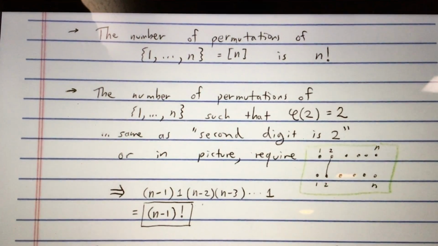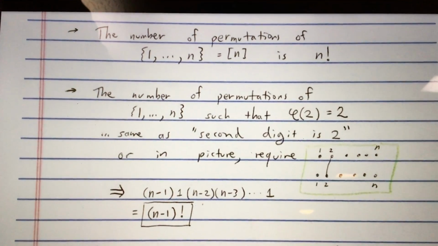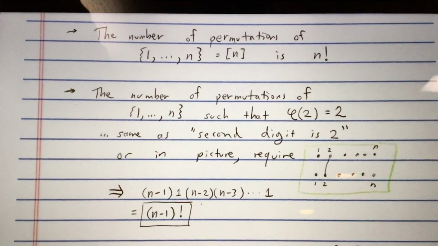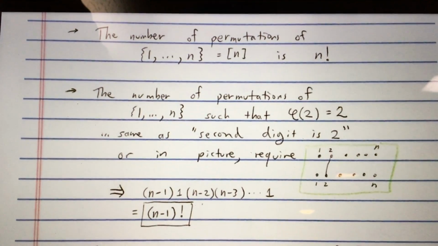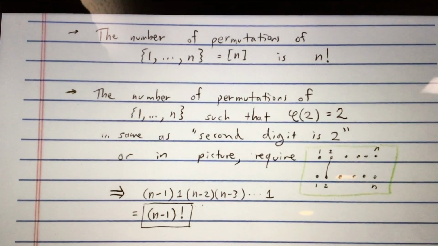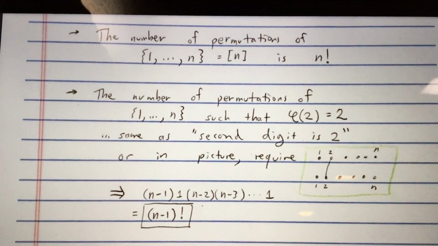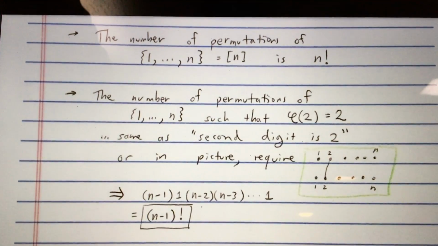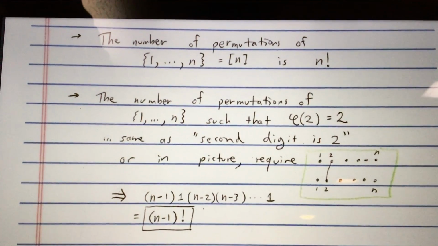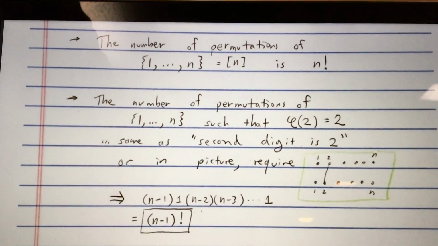So looking at the picture or the list, what it says is that now there's only n minus 1 choices for 1, because you can't repeat. 2 is given, it goes to 2, so you could put a 1 there. Then there's n minus 2 choices for 3, n minus 3 choices for 4, all the way down to 1 for the last. So what that does is it takes away a little bit of the freedom, and you only have n minus 1 factorial as the answer, the number of permutations such that phi of 2 equals 2.